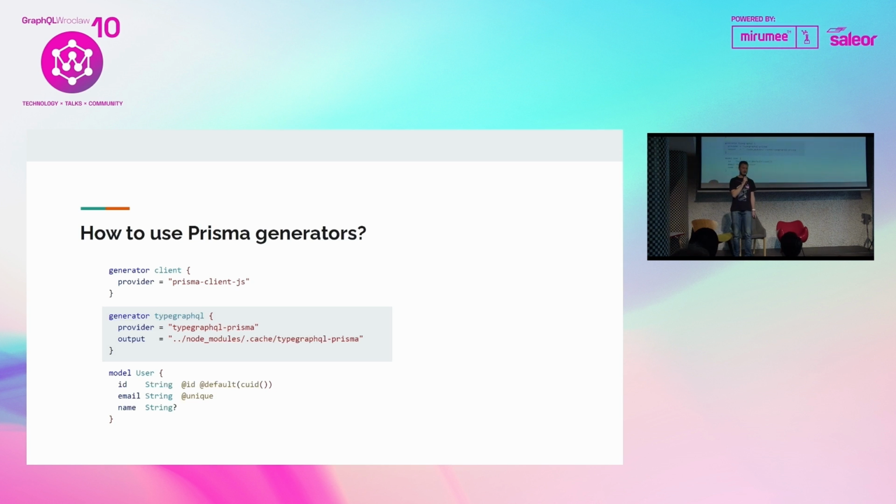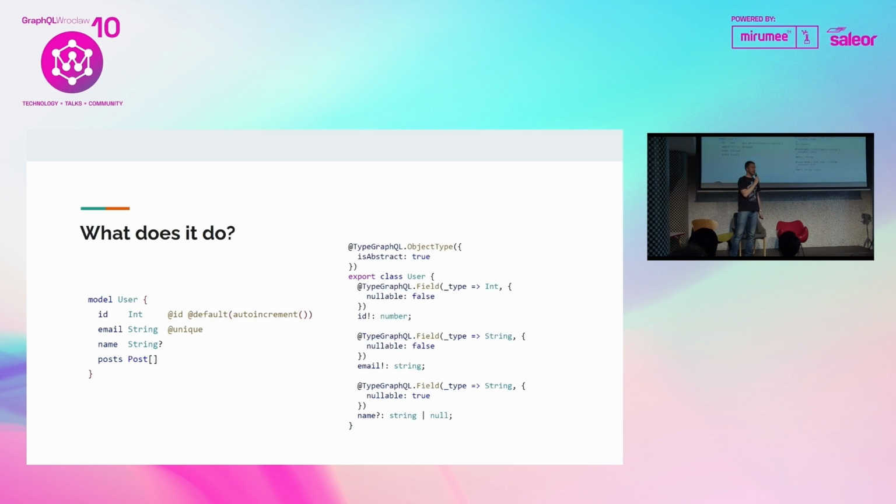So how to use that? We put the generator block in the Prisma schema file. That's the file where we define our models, so our entities. Apart from the standard Prisma Client generator block, we need to put the provider typegraphql-prisma. We can also configure the output of the generated source code, because the first important thing is that it generates the source code. It not just creates something in runtime.